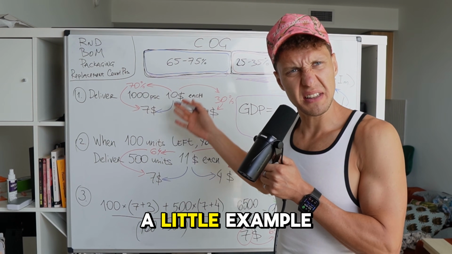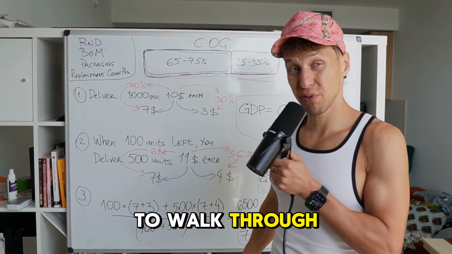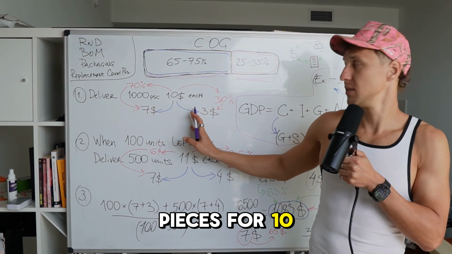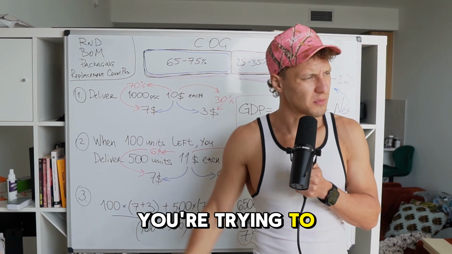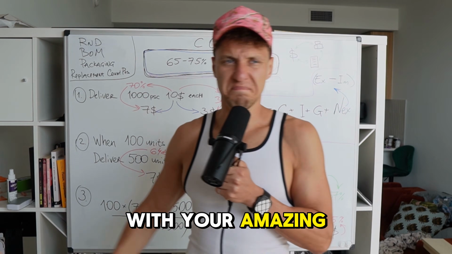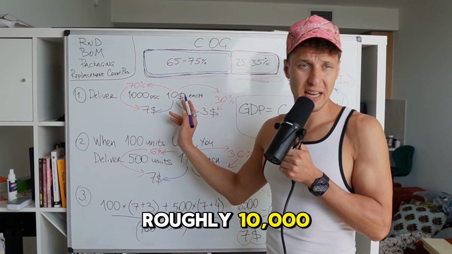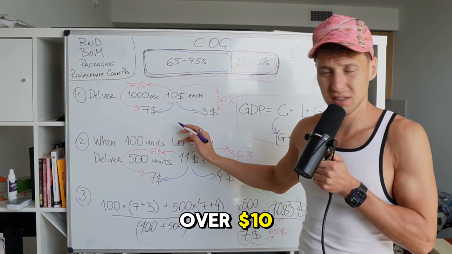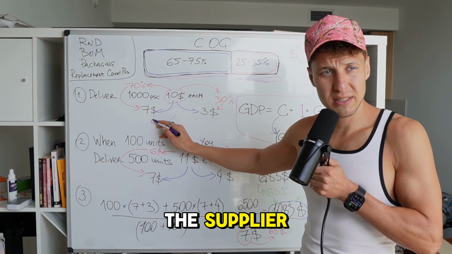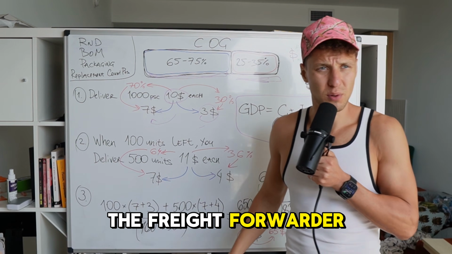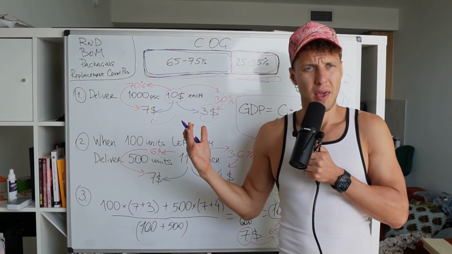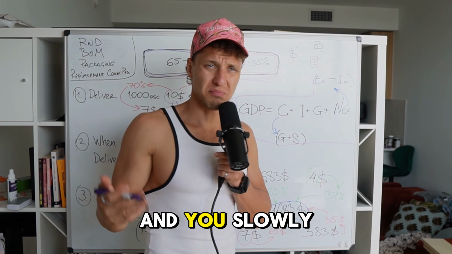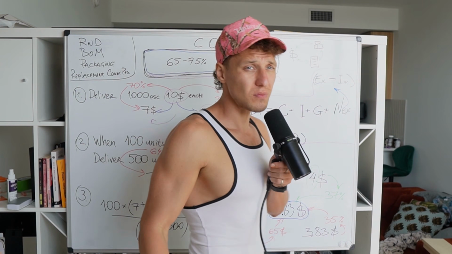I put together a little example here, so I would like us to walk through it. For example, you deliver 1,000 pieces for $10 each. You're a new seller, you're trying to flood the market with your amazing whatever. So you invested exactly $10,000, and your cost of goods sold of $10 has been split into $7 to the supplier and $3 to the freight forwarder, right? So like 70-30.